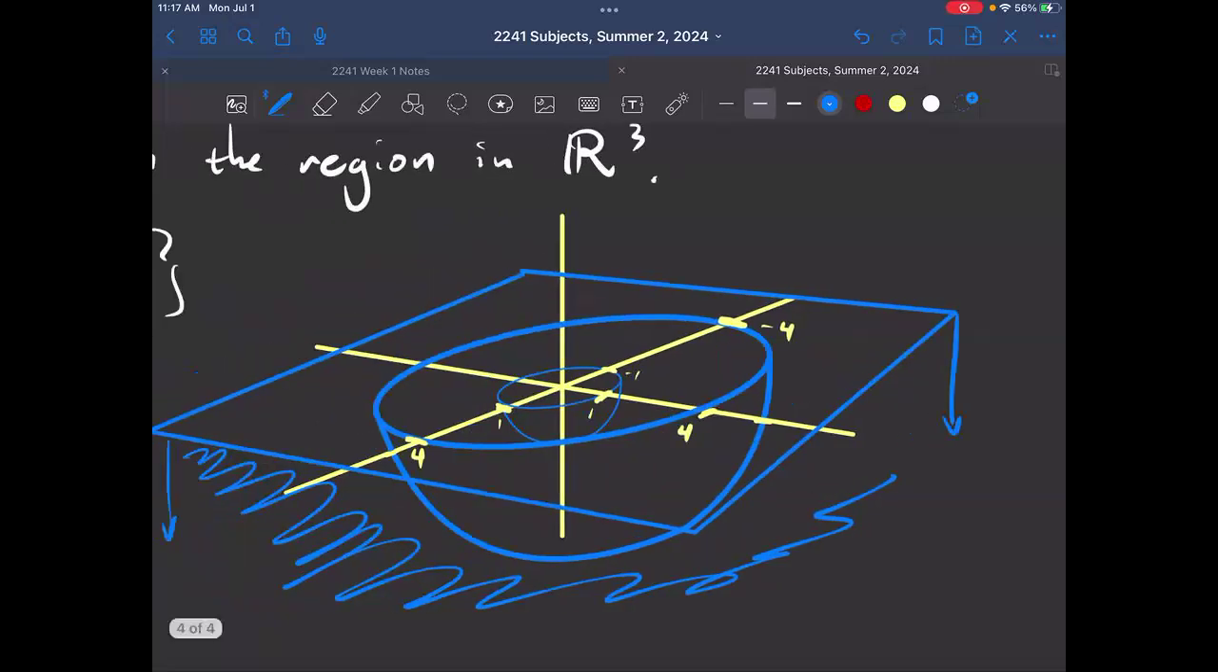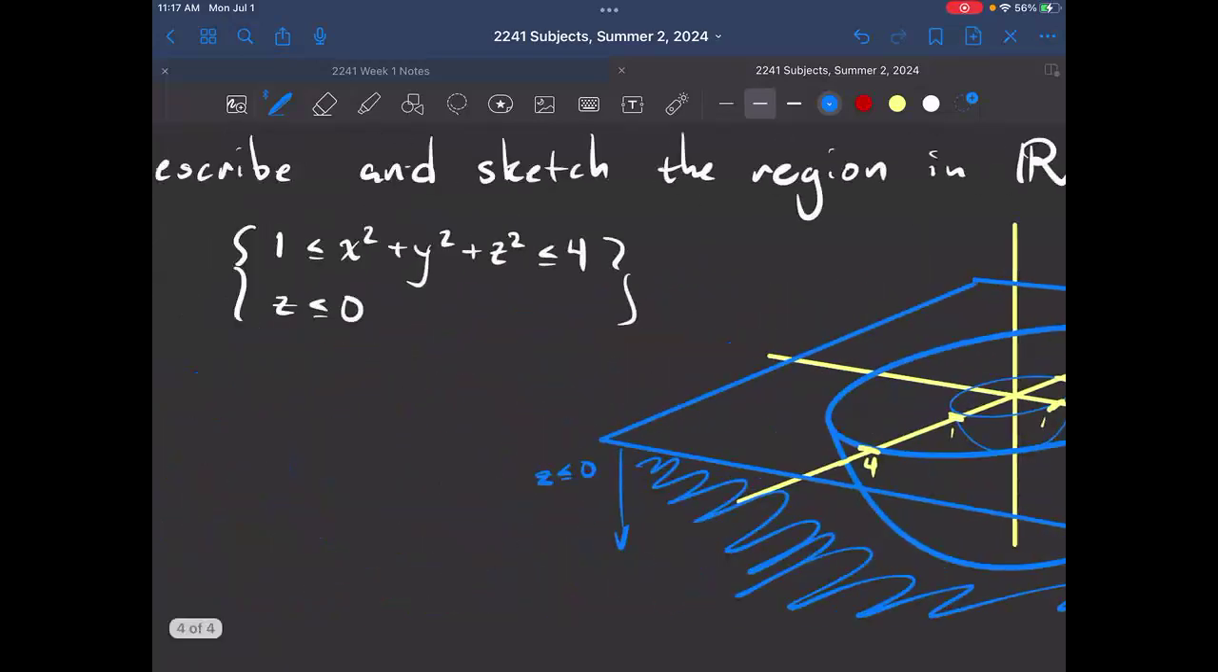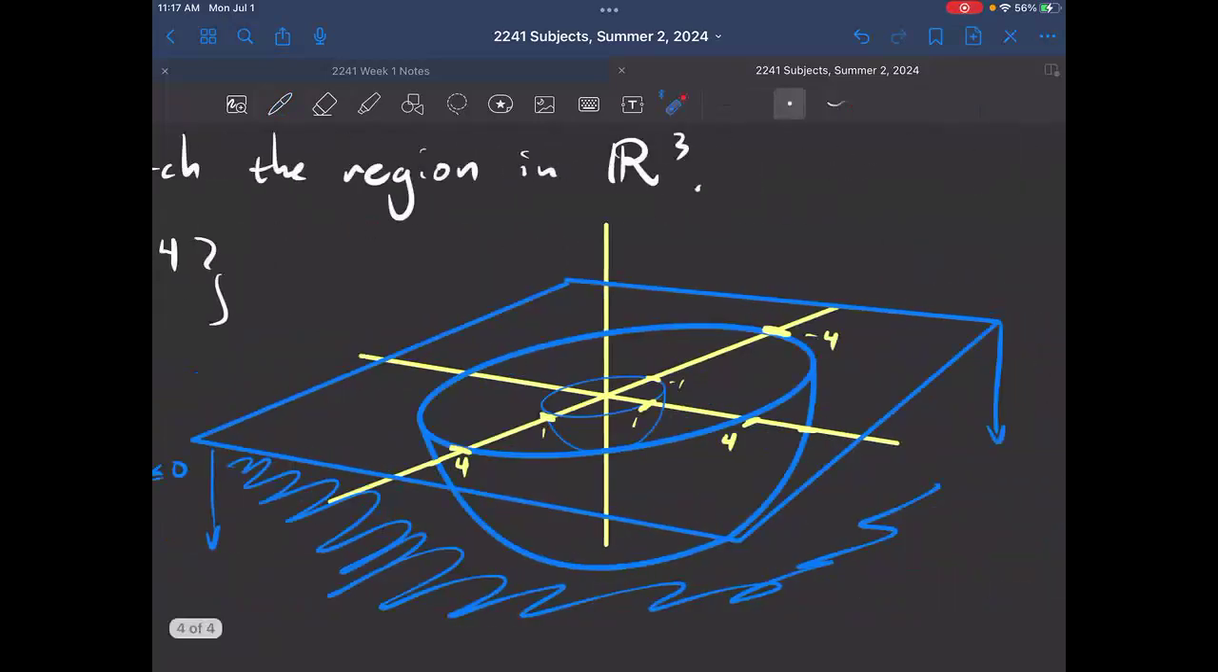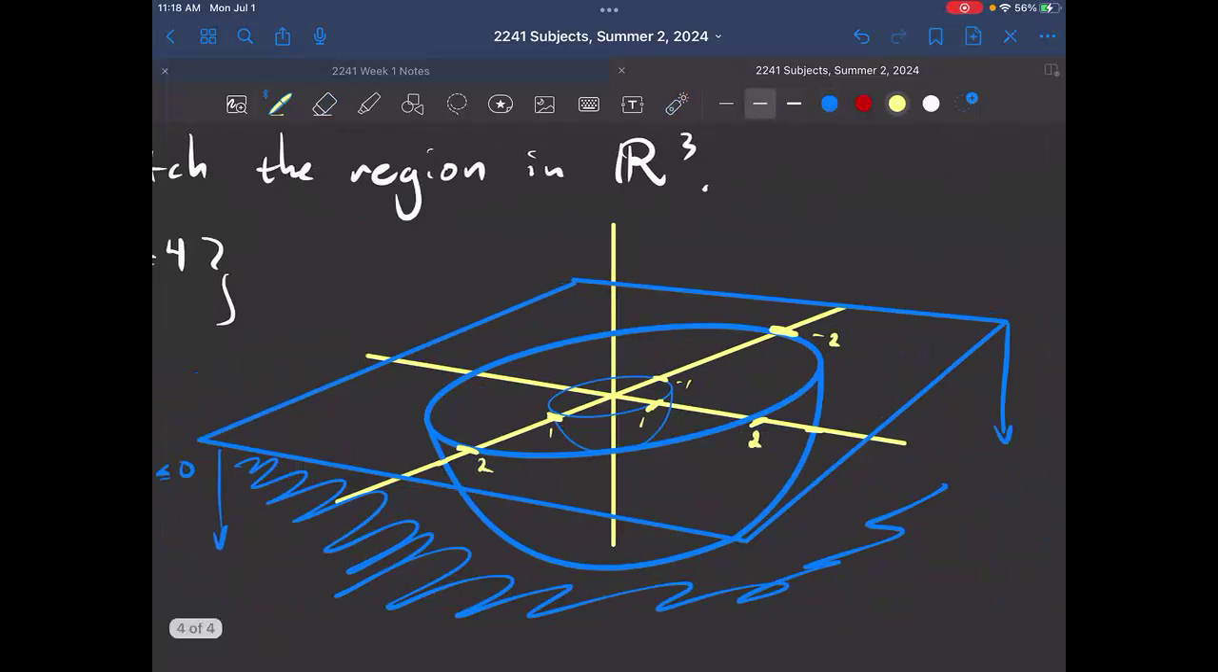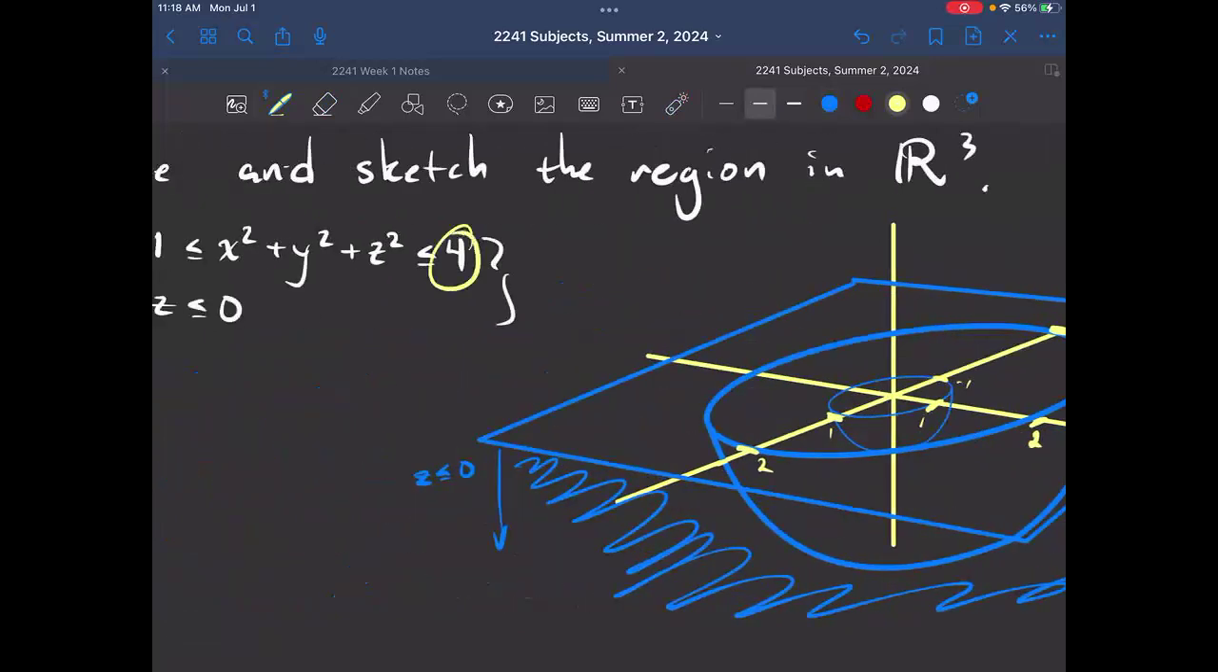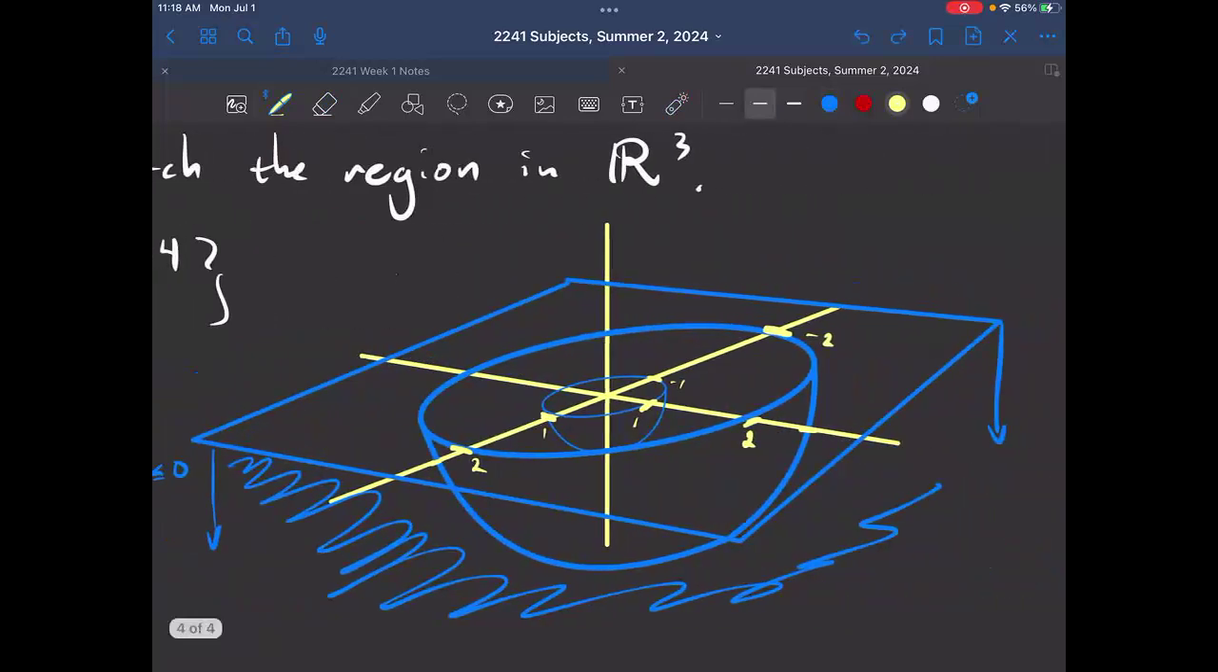And then, well, I don't really want all of those points because they have to satisfy this inequality as well. So they have to have radius bigger than or equal to 1, and just realized I made a mistake. Those should be 2's. Less than or equal to 2. And it's 2 because that's a 4, and that is 2 squared to match the standard form of a sphere.